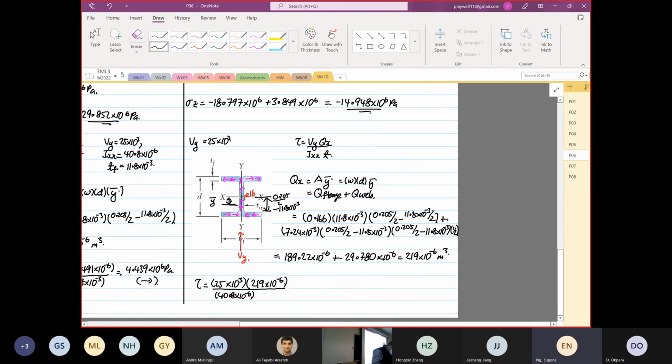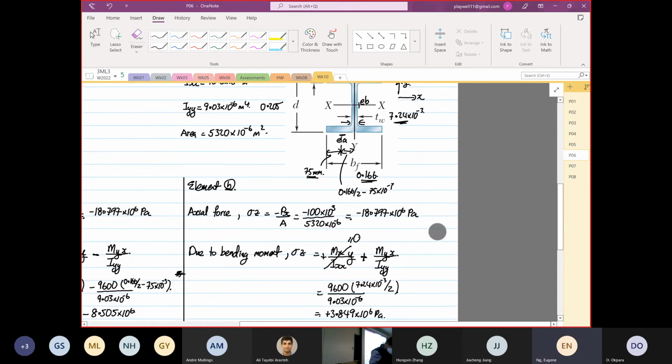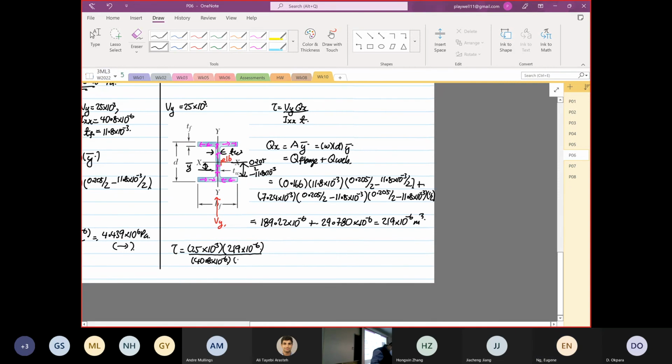Now the thickness, you have to be careful. The thickness is your TW, which is equal to 7.24. So 25 times 10 to the power 3 times 219 times 10 to the power minus 6, divided by 40.8 times 10 to the power minus 6, divided by 7.24 times 10 to the power minus 3, is equal to 18.5335 times 10 to the power 6 Pascal, and it is going in this direction. I'll do it again: 18.535.